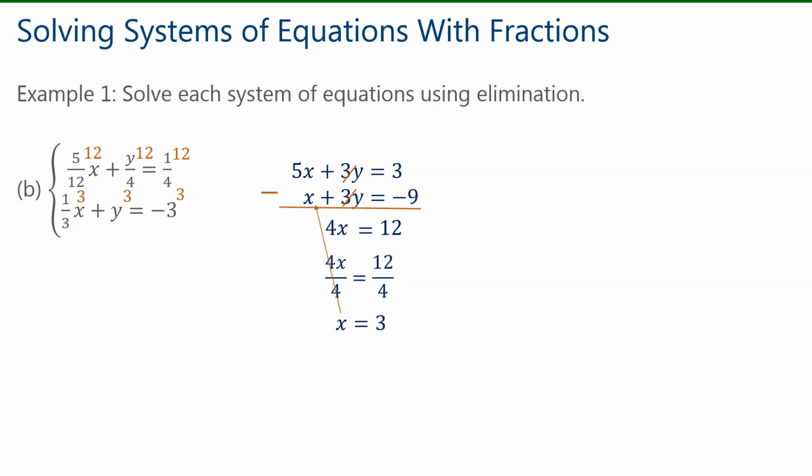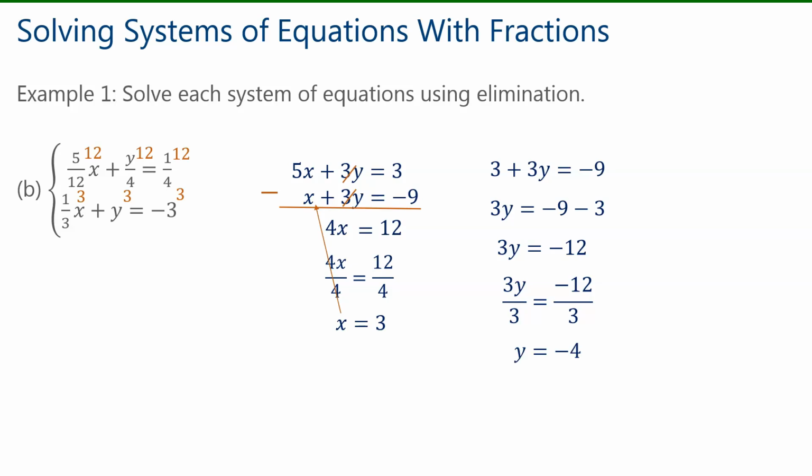So now let's replace x with 3 right here. When I do that, I get 3 plus 3y equals negative 9. Now let me bring the 3 over to the right-hand side, making it negative 3. When I simplify that, I get 3y equals negative 12. Dividing by 3 now will give me a y value of negative 4. So our solution is 3, negative 4.